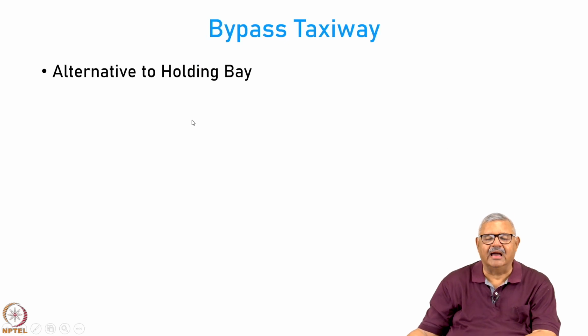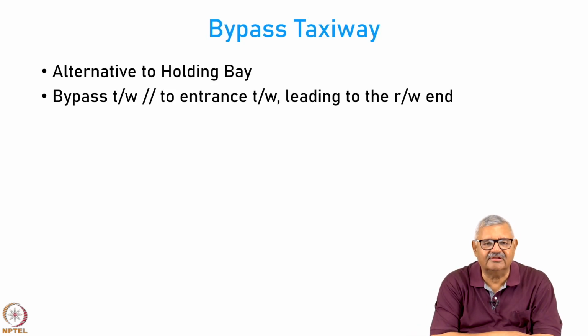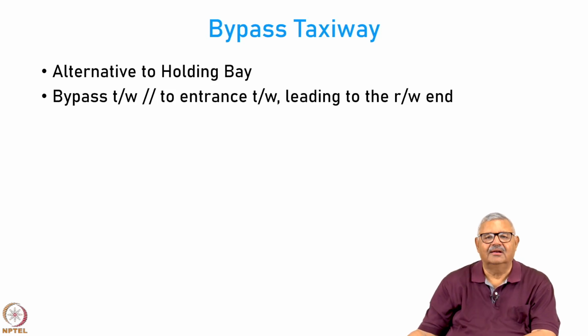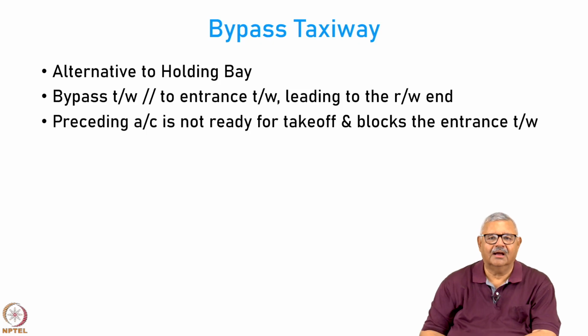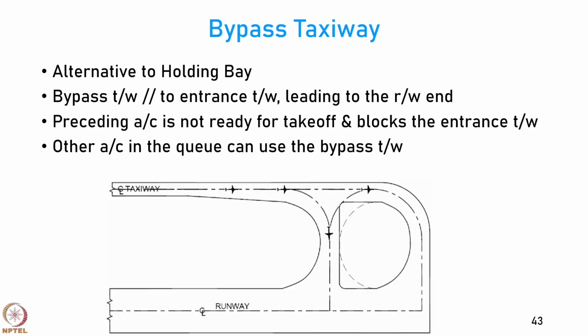Then you also have a bypass taxiway, which is actually an alternative to the holding bay. Now, the bypass taxiway is always parallel to the entrance taxiway leading to the runway end. If it so happens that the preceding aircraft is not ready for takeoff and blocks the taxiway entrance, then the other aircraft in the queue can use this bypass taxiway. So, here you can see this is the bypass taxiway.